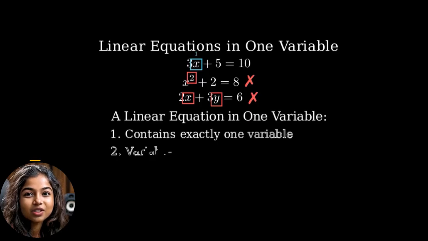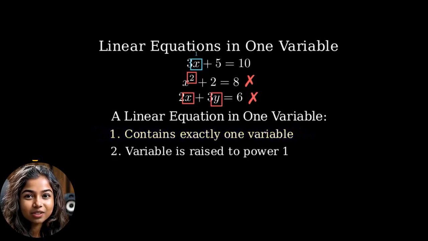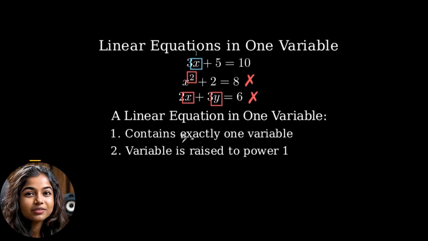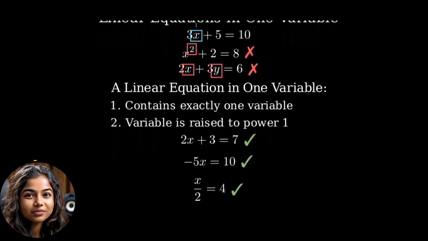So, what exactly makes an equation a linear equation in one variable? Let's break it down. First, it must have exactly one variable. Second, that variable must be raised only to the first power. Let's look at some more examples to reinforce our understanding. Here are some valid linear equations in one variable. 2x plus 3 is equal to 7, 5x equals 10, x/2 equals 4.